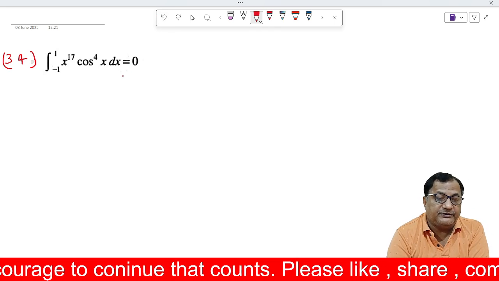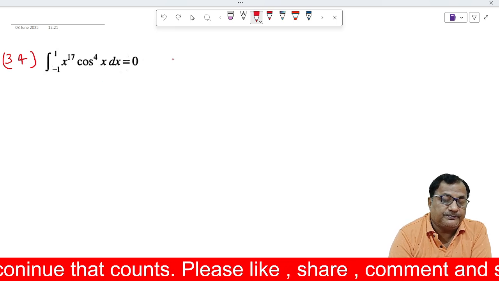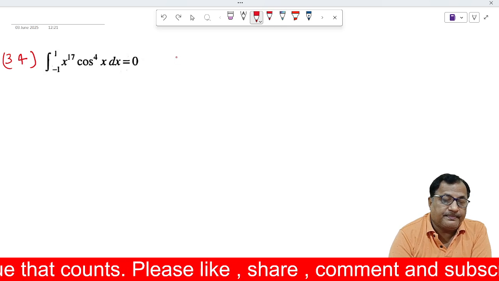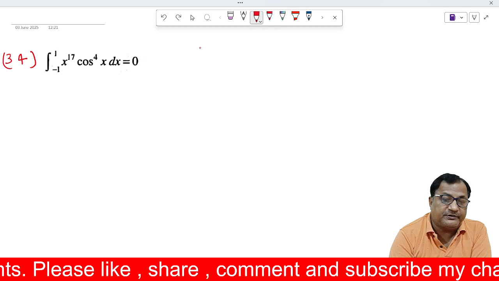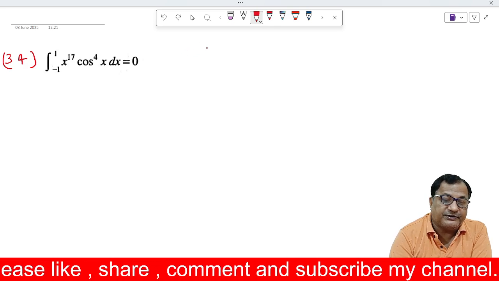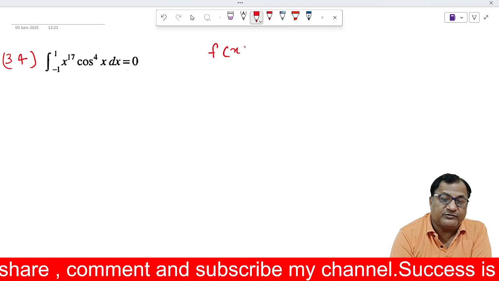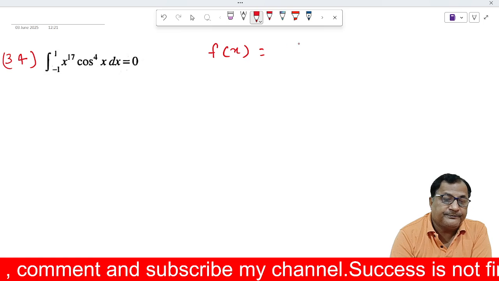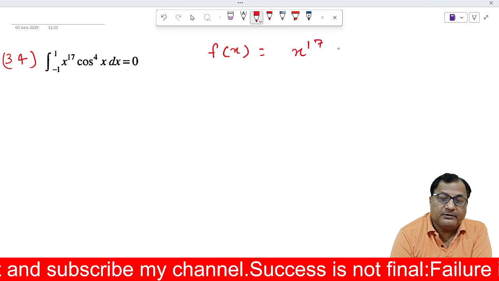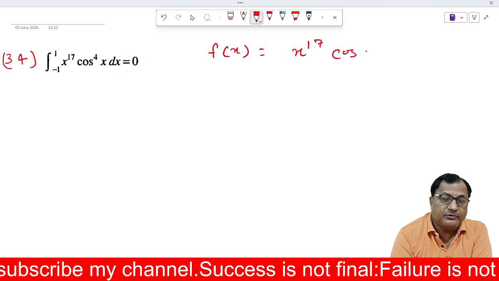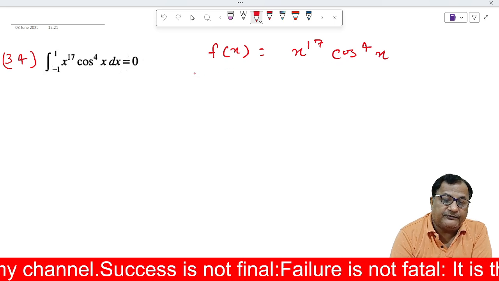We have to find the integration of this. Here we will use a property of definite integration. First we will check: this is f(x) equal to x to the power 17 cos 4x.